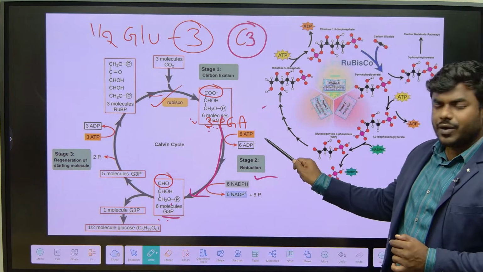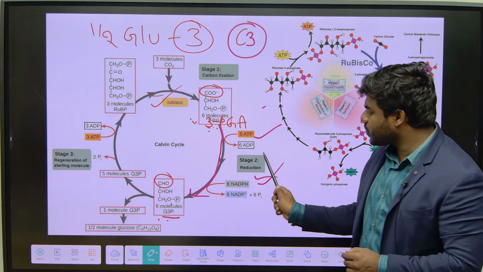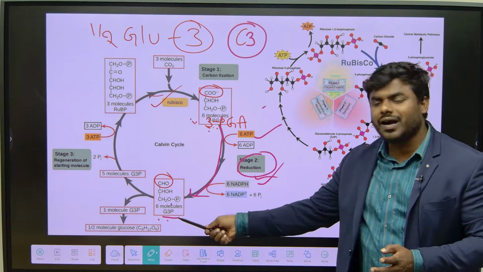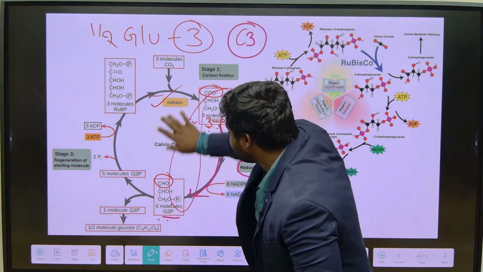Then I have to use 6 ATP and 6 NADPH. This step is called reduction. It means we just reduced from one form to another form without changing any carbon number. Now slowly think and understand it correctly.